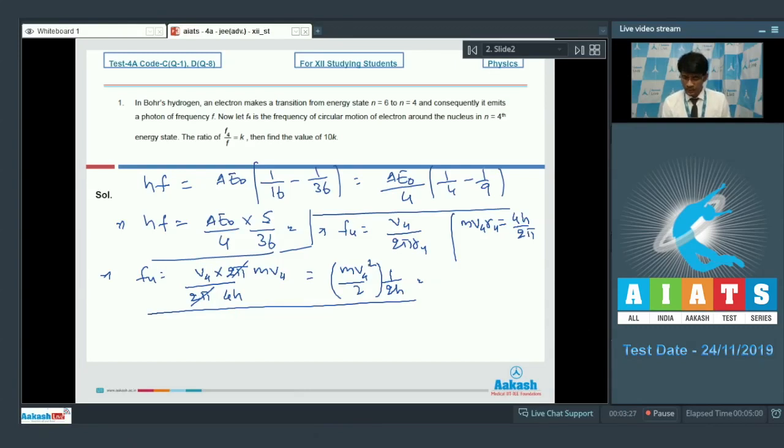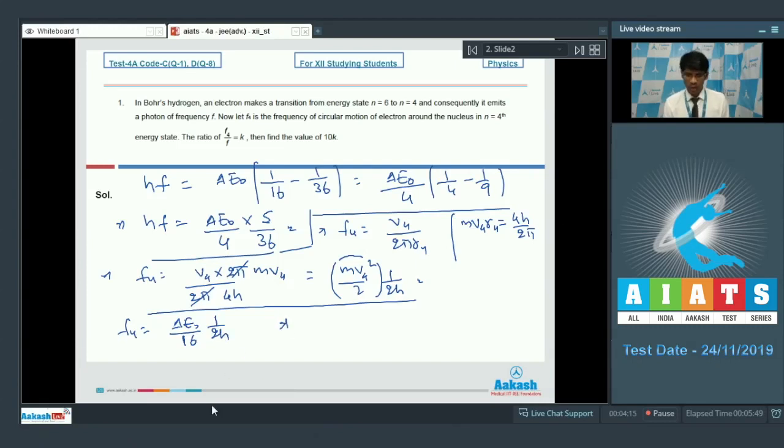What we know here is that mv4 square divided by 2 is the kinetic energy in the fourth state. It will be equal to the magnitude of the total energy in the fourth state. So f4 would be delta E naught divided by 16, that's the energy state there, into 1 by 2h.